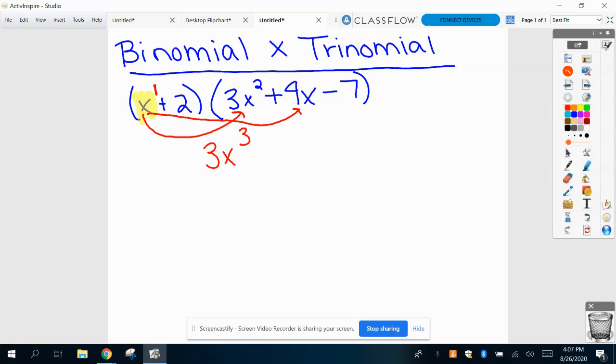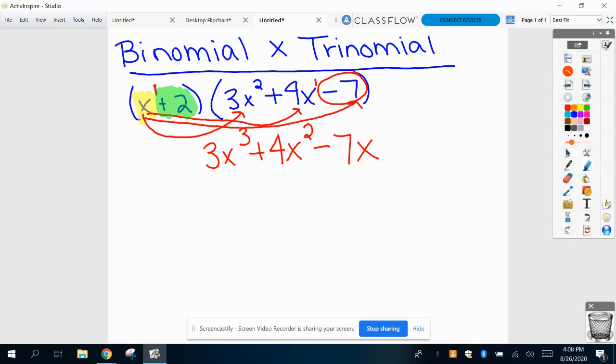And then we're going to distribute to the next piece. X times 4x is going to give us a 4x squared, right? This x also has a 1 on it, so 1 plus 1 gives us the 2. Then we're going to distribute to the third piece. Okay, this one's a negative 7, so we're going to take x times negative 7, which will give us a negative 7x.